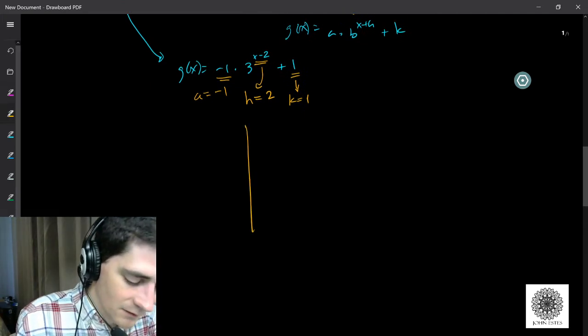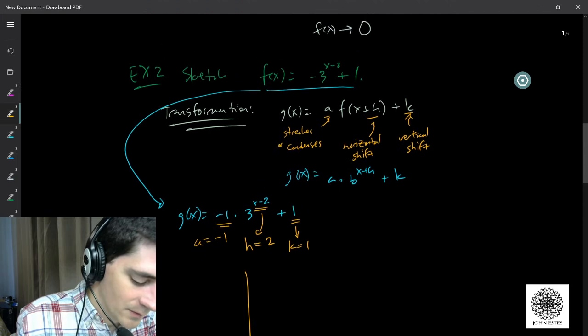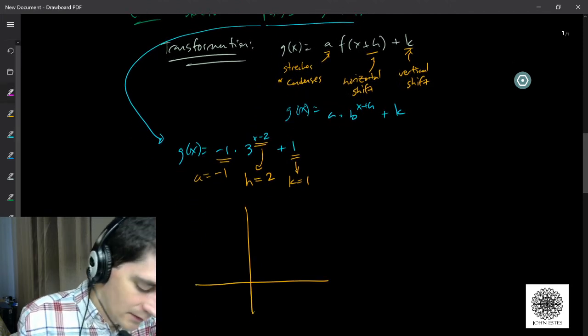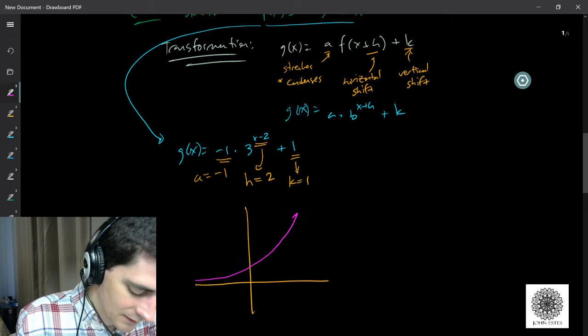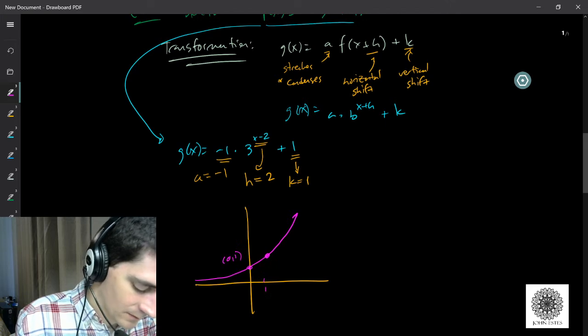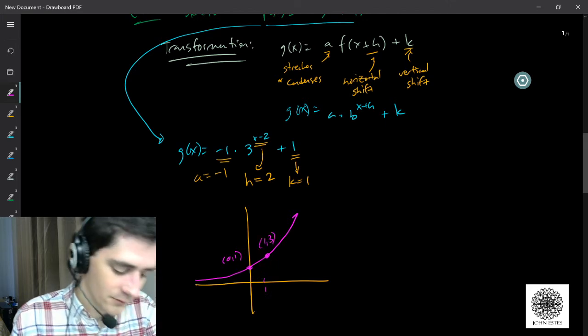All right, so then we know that my graph's going to look like this. Let's start off with just a graph of what would be my base, 3 to the x power. 3 to the x power does something like this, crossing at the point 0, 1. And at 1 you hit 3. So this is the point 1, 3, like that.